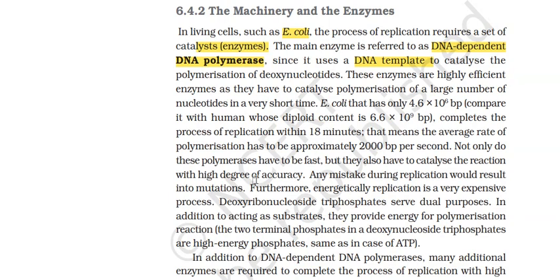These enzymes are highly efficient enzymes as they have to catalyze polymerization of a large number of nucleotides in a very short time. So efficiency level भी इनका बहुत high होना चाहिए. E. coli that is only 4.6 into 10 raised power 6 base pairs. Compare it with human whose diploid content is 6.6 into 10 raised power 9 base pairs. Completes the process of replication within 18 minutes. That means the average rate of polymerization has to be approximately 2000 base pairs per second. तो अगर हम on an average देखें, it is 2000 base pairs per second. That is बहुत ज़्यादा efficient enzyme है.